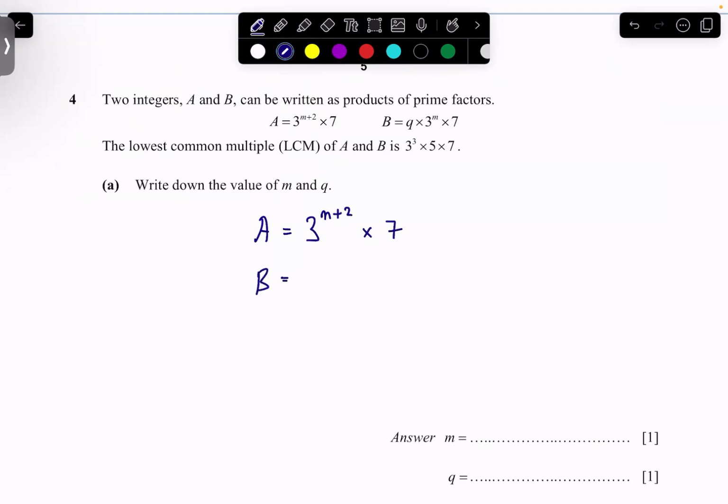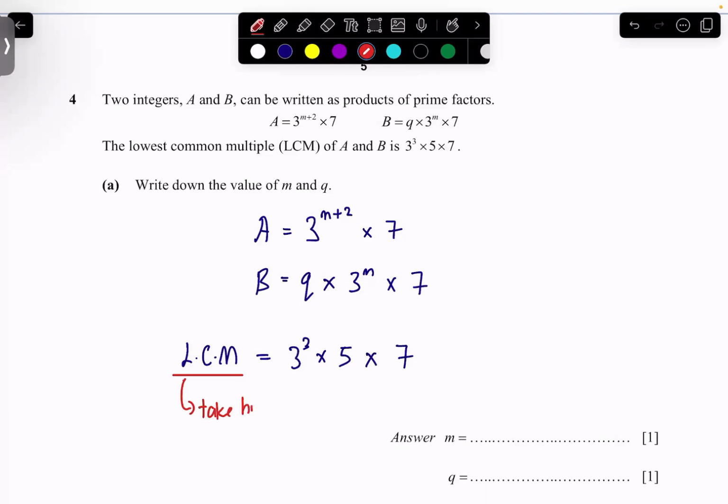B equals q times 3 to the power of n times 7. So what do I note here? It's the LCM. They tell us that the LCM is 3 to the power of 3 times 5 times 7. Now, we know that in order to find the LCM, the logic is to take the highest power from both terms.